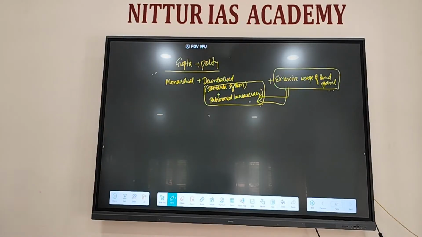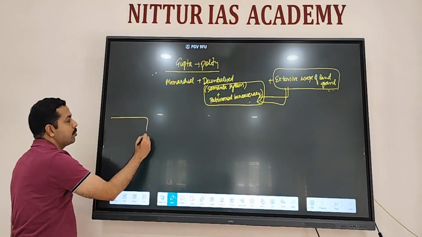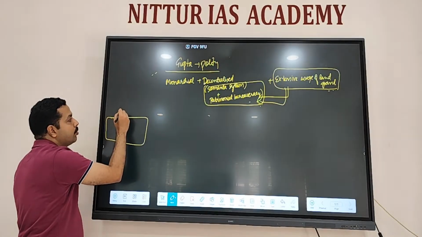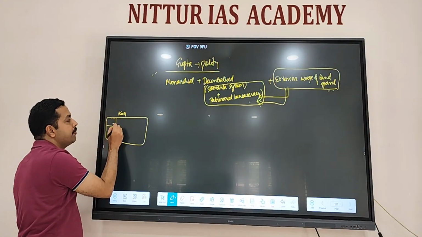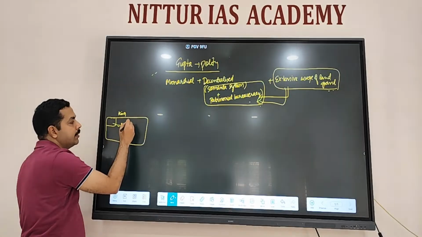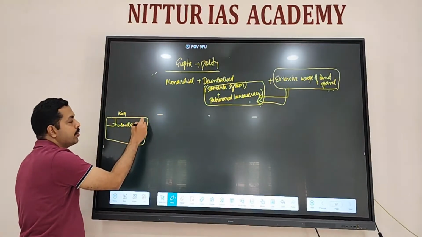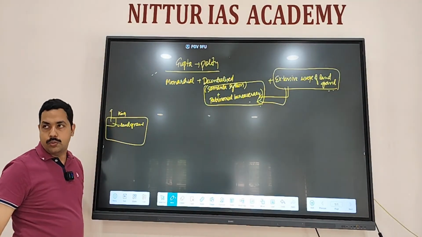Clear? If you remember, we discussed that the king used to control the entire land. The king used to give a certain part of the land as a land grant. And when the king gave a certain part as a land grant, what will happen?